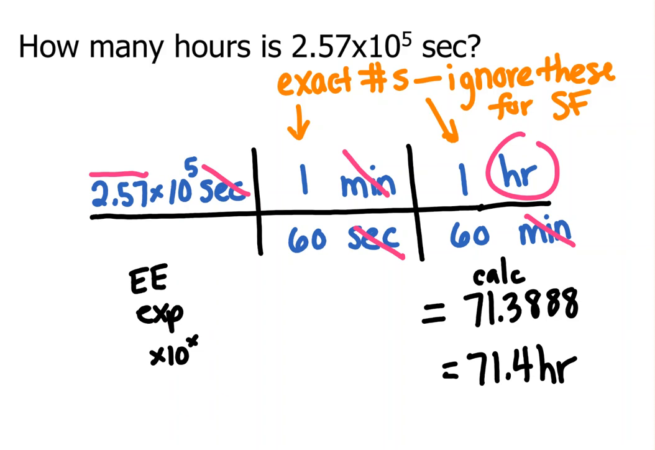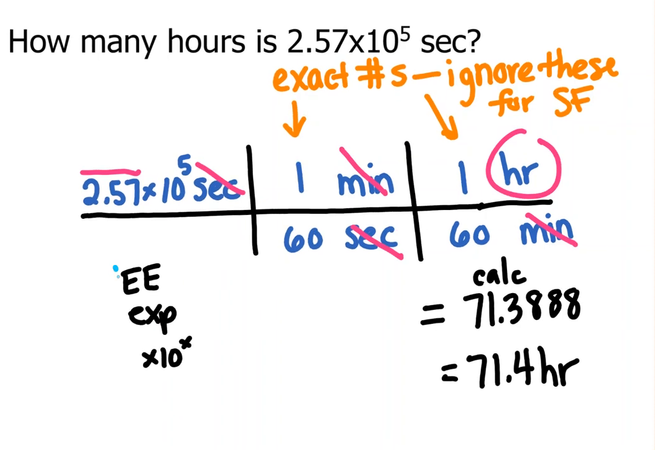But find that button, and those buttons replace the times 10. And so you'll enter just like 2.57 EE5. The EE takes the times 10.